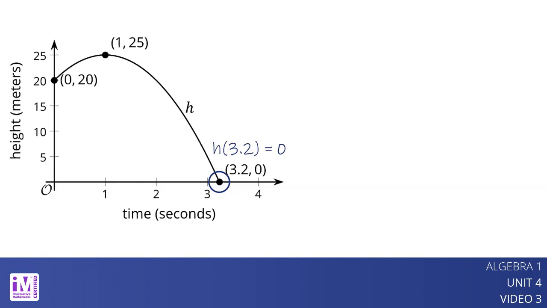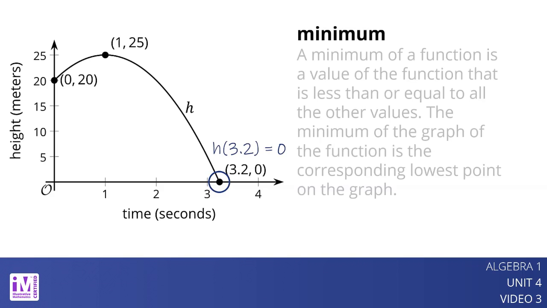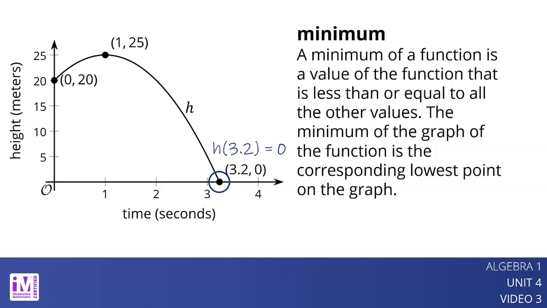Because h cannot have any lower value, 0 is also the minimum value of the function. This point is also the lowest point on the graph, so it represents a minimum of the graph. A minimum of a function is a value of the function that is less than or equal to all the other values. The minimum of the graph of the function is the corresponding lowest point on the graph.